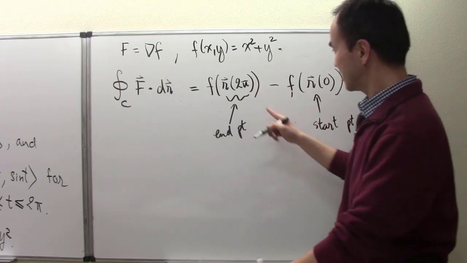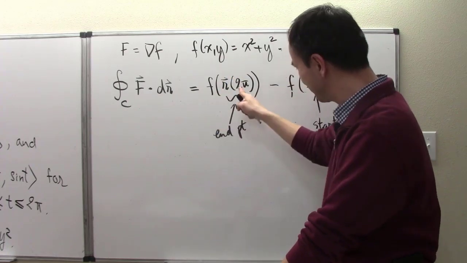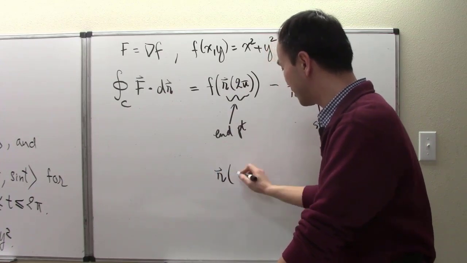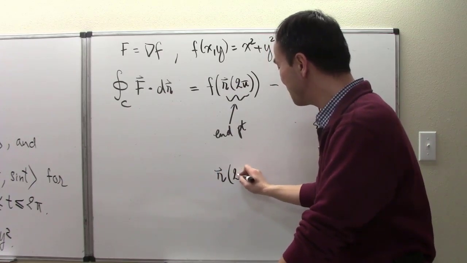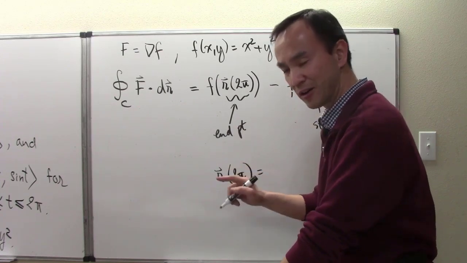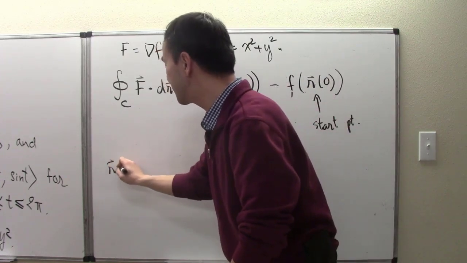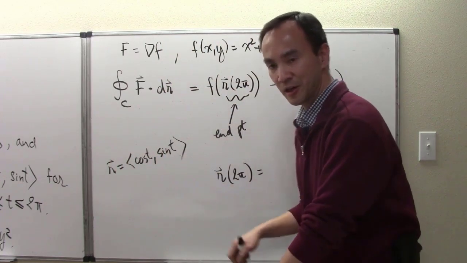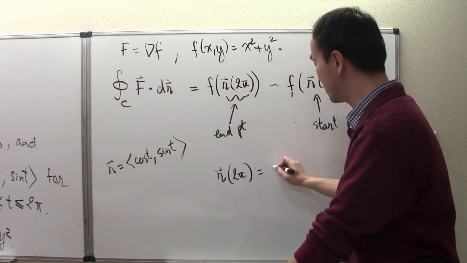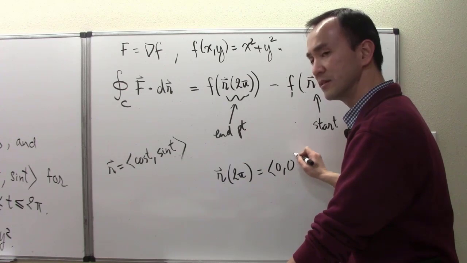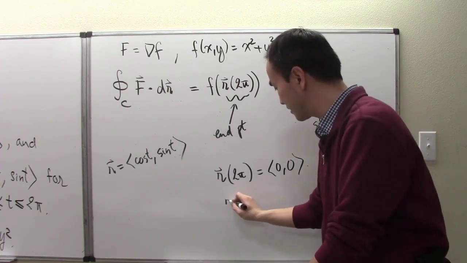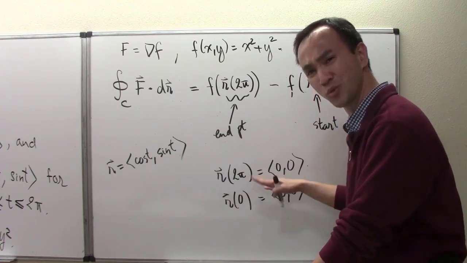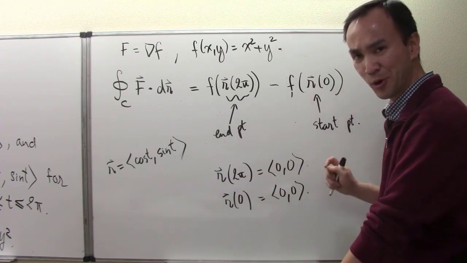But then, being a closed curve, the ending point and starting point are the same point. So R of 2 pi, according to our parameterization, R of t, as a reminder, is cosine of t, comma, sine of t. So for this parameterization, R of 2 pi equals that point, and R, the starting point, R at 0, equals the same point as well. And that's why it's a closed curve. It's a simple closed curve.